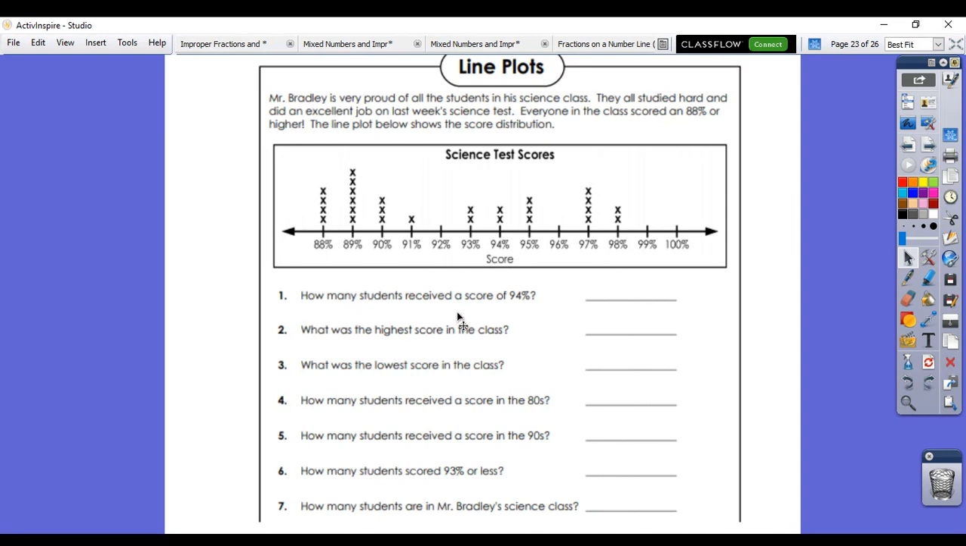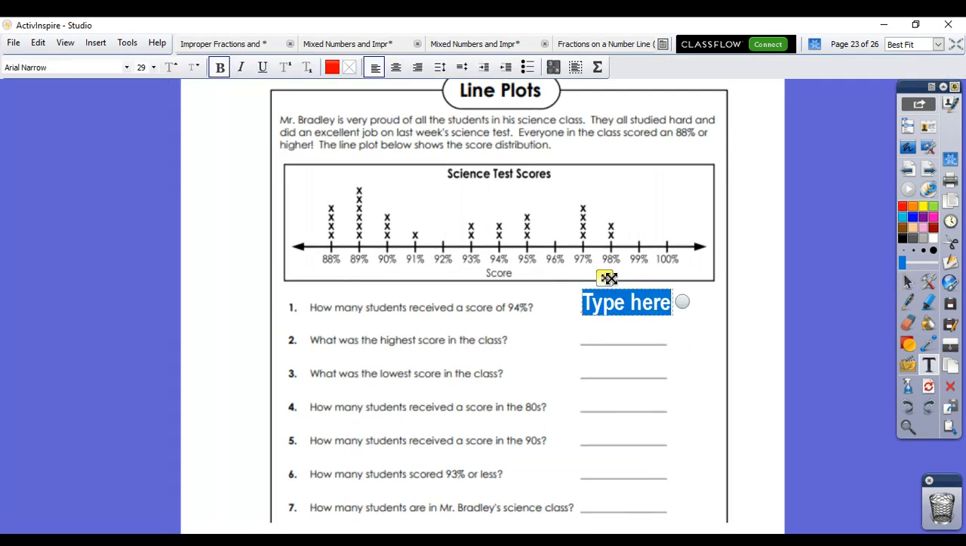How many students received a score of 94%? Okay, let's come over to 94%. I see one student, two students. So I am going to write in here 2 students.